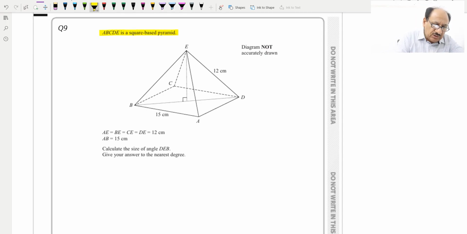Question number 9 says ABCDE is a square pyramid, and the diagram is not to scale. AB, BC, CE and DE are all 12, and AB is equal to 15 centimeters. Calculate the size of the angle DEB. So the angle DEB is required.